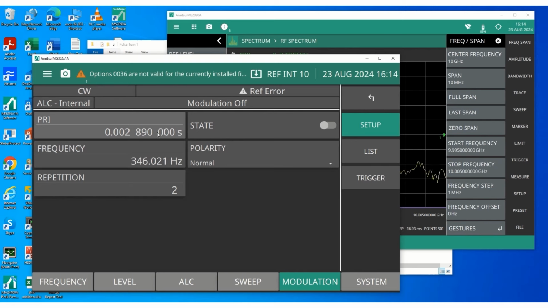As I mentioned, the PRI period that I came up with by adding all the periods of the pulse bursts was 2880 microseconds. So as long as you set this PRI number something larger than 2880, it should be good. That's a valid number. So I have set 2890 here. Let's go with that, and then enable the pulse train. Now let's go look at the spectrum.